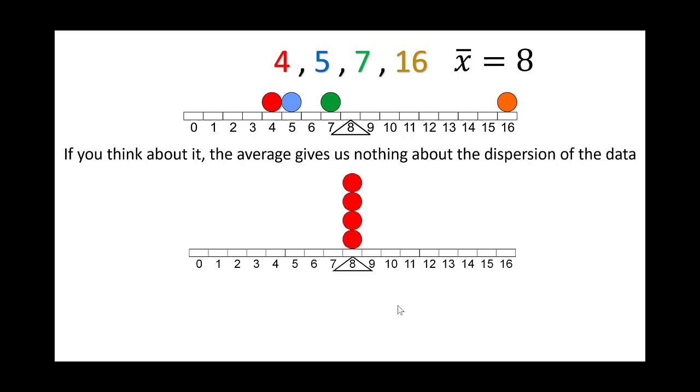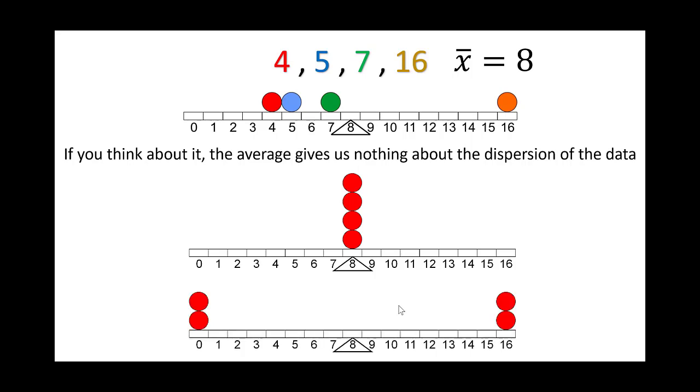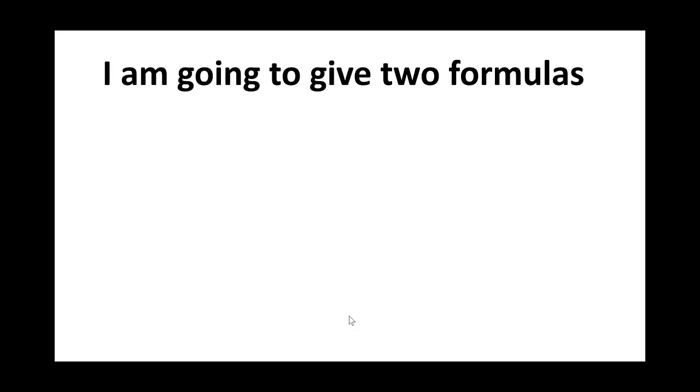We could have 4 values that were exactly the same, all 8, and the average would be 8, but it's a lot different than the top there. Or we could have something that had more dispersion, like here at the bottom, still the same average of 8, but much more dispersion. We need to come up with a way of defining dispersion that we can also use to communicate that value to people.